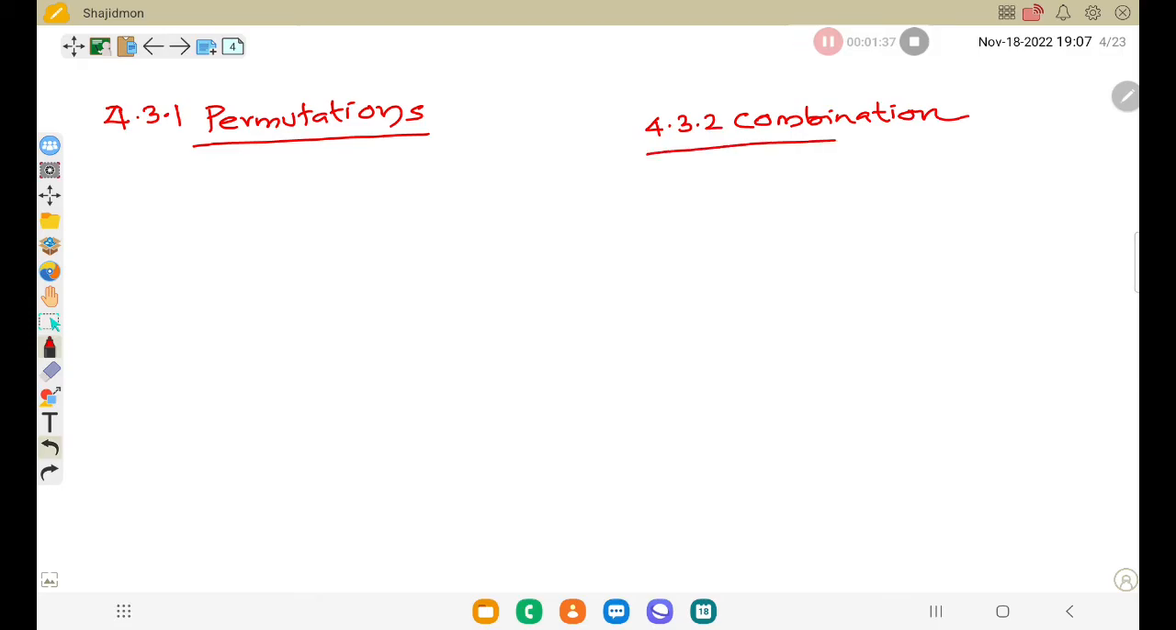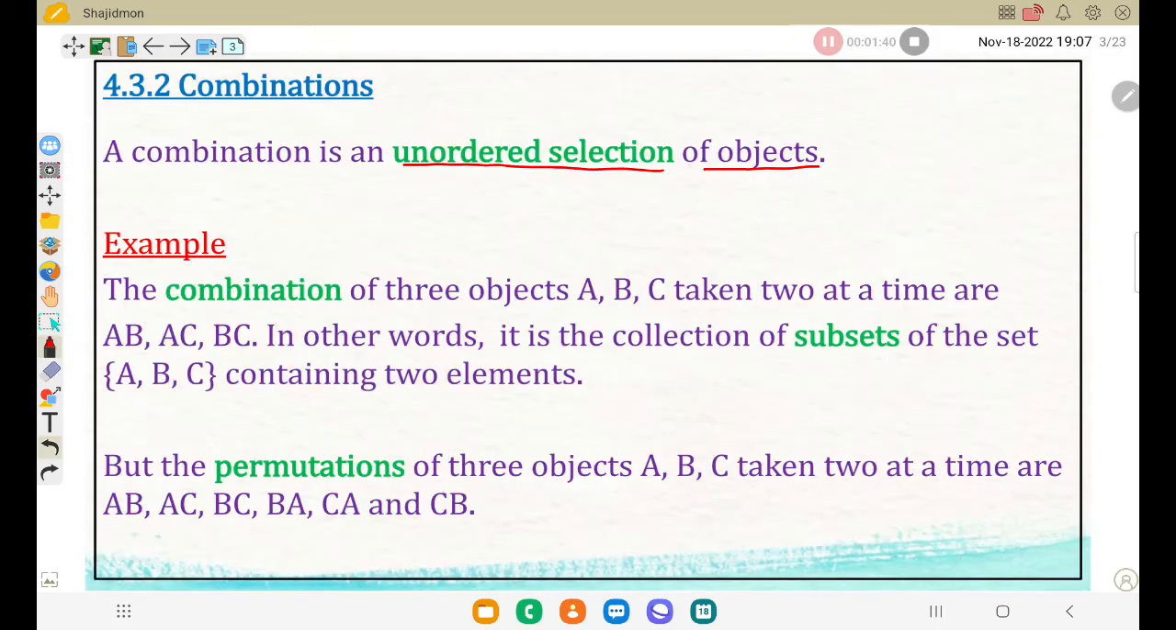In the last recorded class, 4.3.1, we studied permutations. Now we have combinations here, in 4.3.2. What we discussed is that a combination is an unordered selection. There is no importance in the order. So combination means unordered selection of objects.